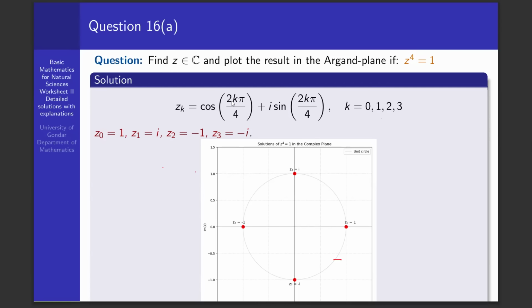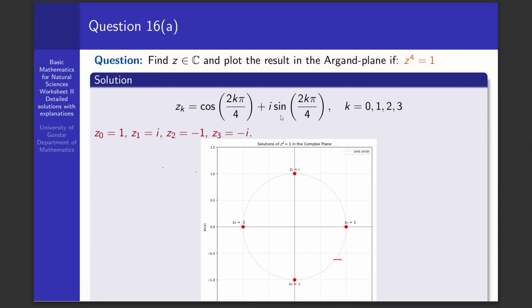Cosine of pi is, I think, -1. But sine of pi is 0, so it is a real part, that is simply z1 is -1. And the third one could be whenever k is 3, it becomes 2 times k, that's 6 over 4, or 3 over 2 pi plus i times sine of 3 over 2 pi.